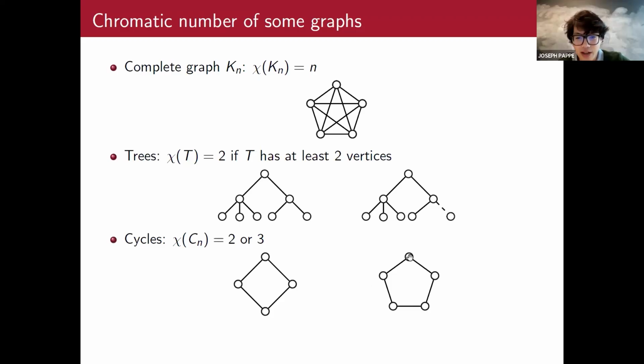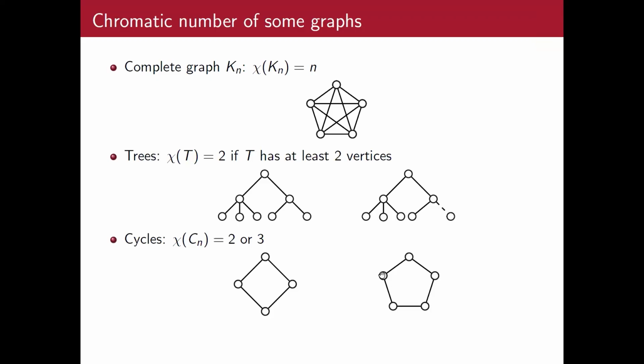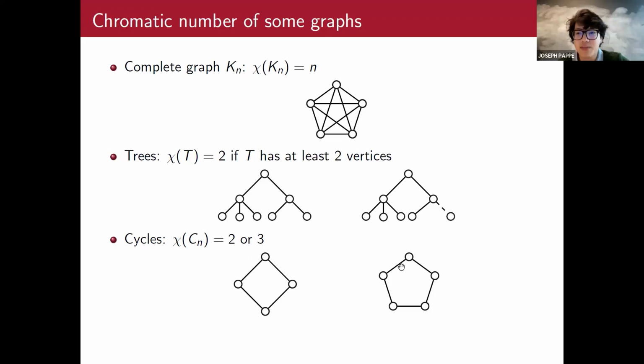But the problem is if we have an odd cycle and we do the same thing of red, blue, red, you see that both of these two vertices here are colored red, which is bad. So we need a third color.